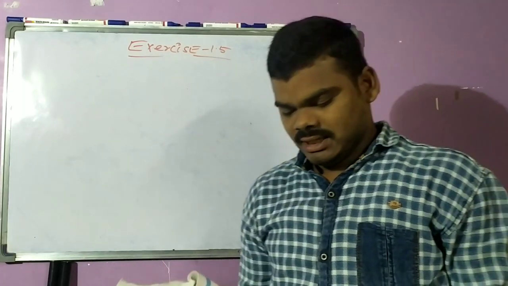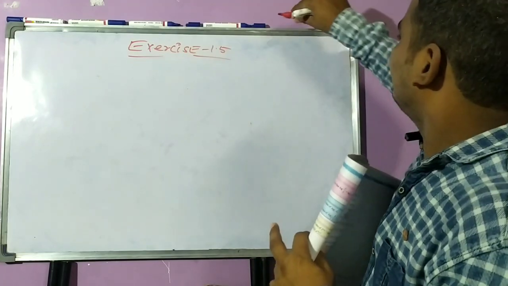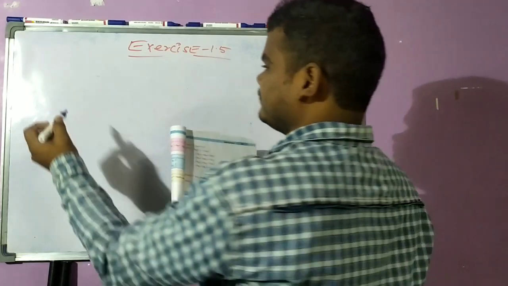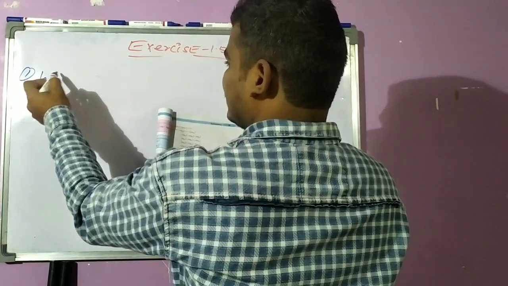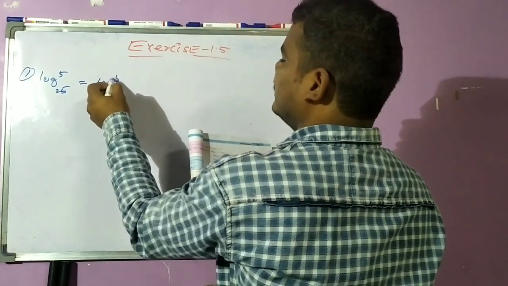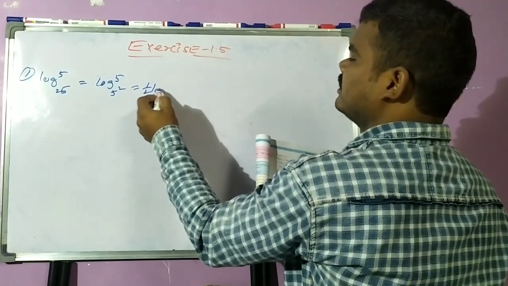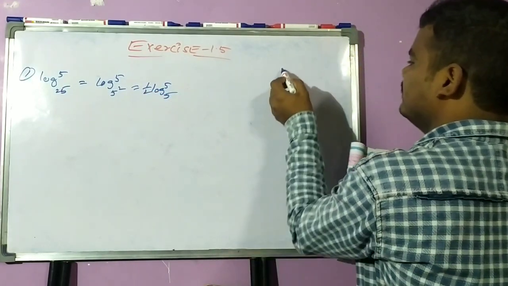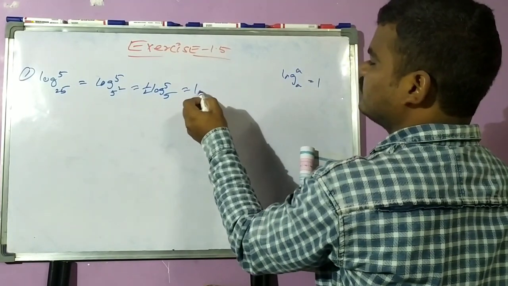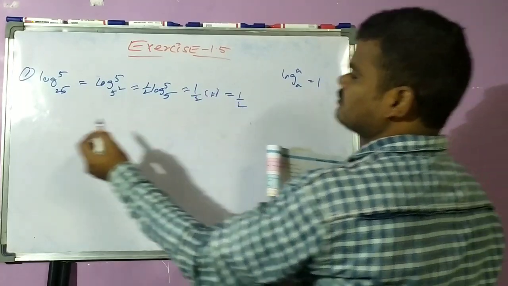Exercise 1.5. This is the logarithm topic. First one, logarithm of 5 to the base 25. 25 can be written as 5 squared. This is 1 by 2, logarithm of 5 to base 5. Here, logarithm of a to base a is equal to 1. Therefore, 1 by 2 into 1 gives the value 1 by 2.